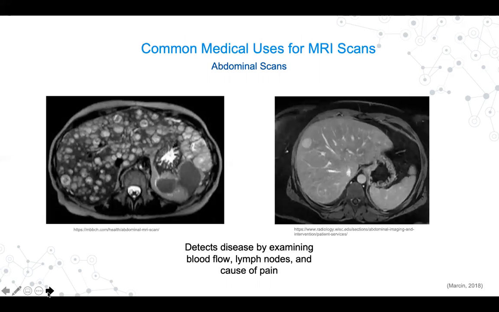MRI technology is also able to create cross-sectional abdominal scans. These help doctors detect diseases within the abdomen by examining the blood flow, the state of the lymph nodes, and detecting the causes of pain within the abdomen for the patient. MRI scans can help detect tumors of the abdomen and the pelvis, diseases of the liver and pancreas, inflammatory bowel disease, and abnormal blood vessels, also called vasculitis.